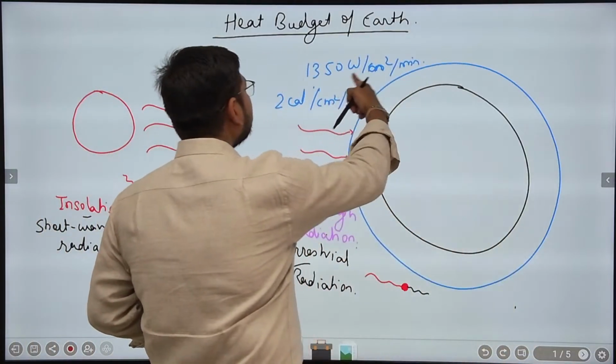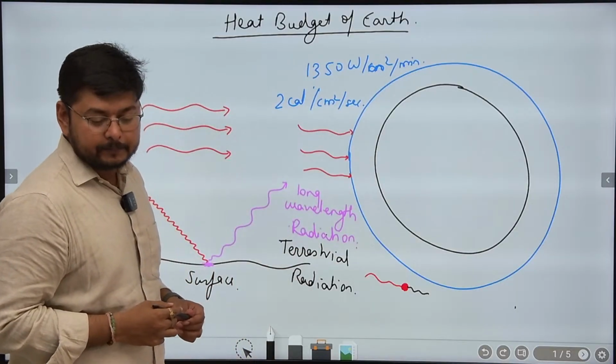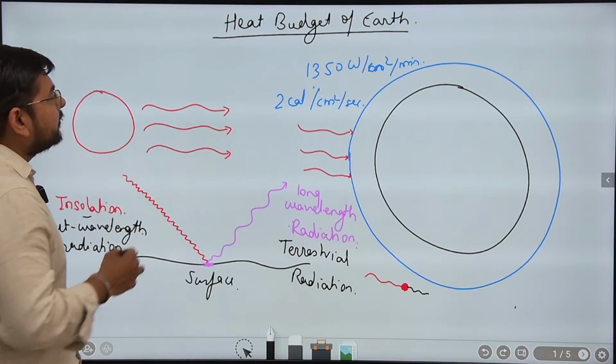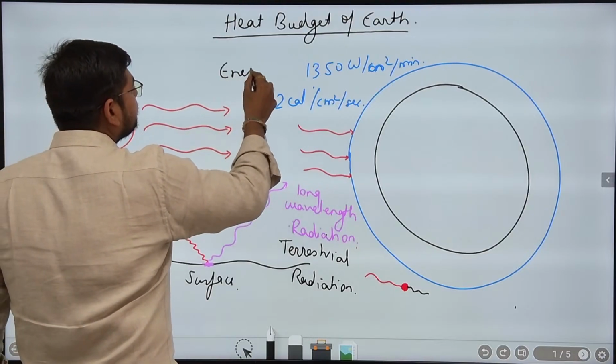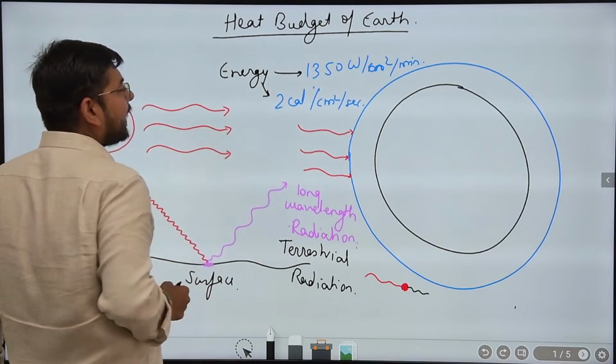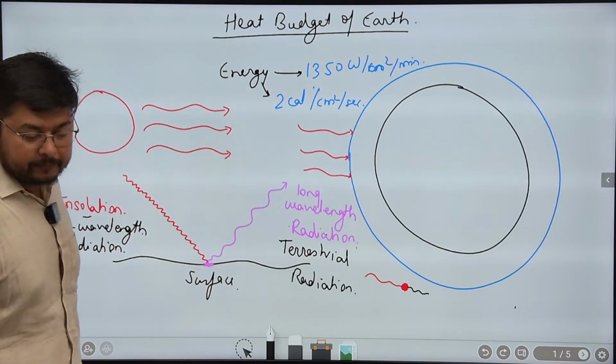Write these constants and numbers. This will be important. Energy in this case is in watts, and this energy is in calories. You should know both.